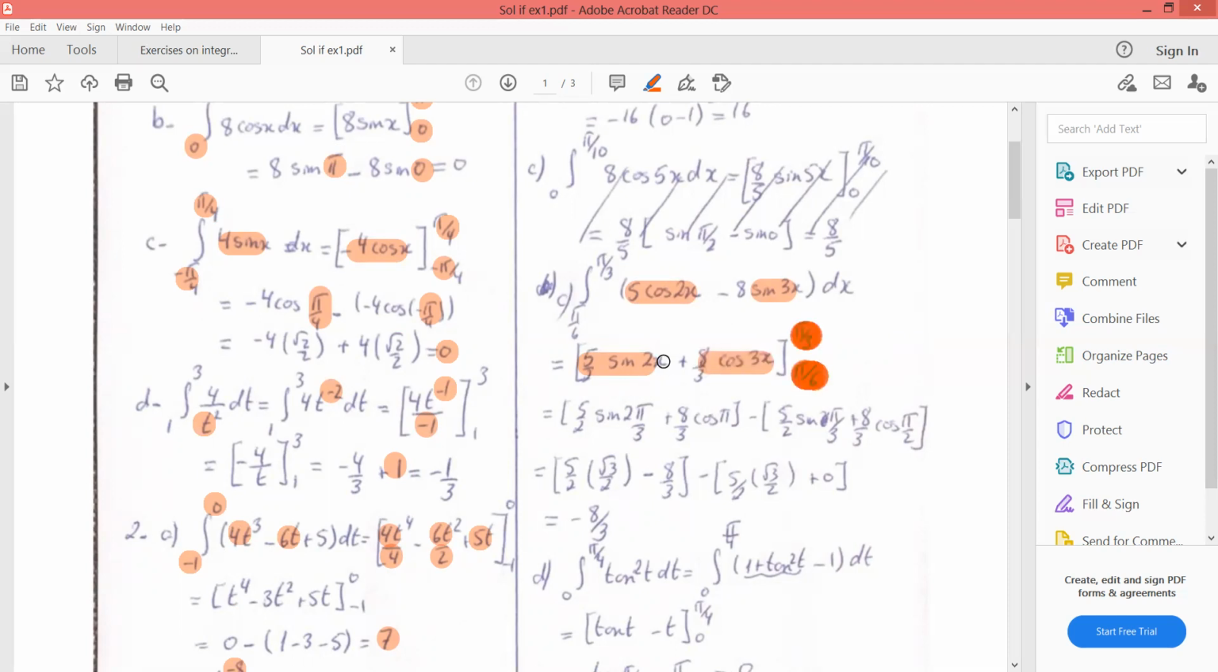We replace x by pi over 3. We get sine 2 pi over 3 plus 8 over 3 cosine pi, and we get the result.